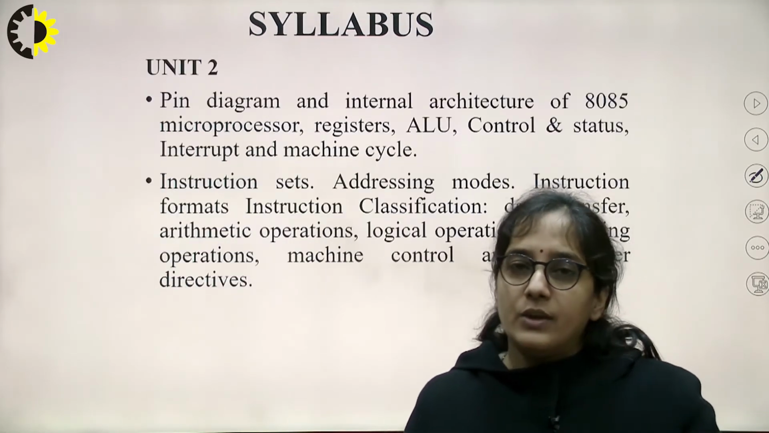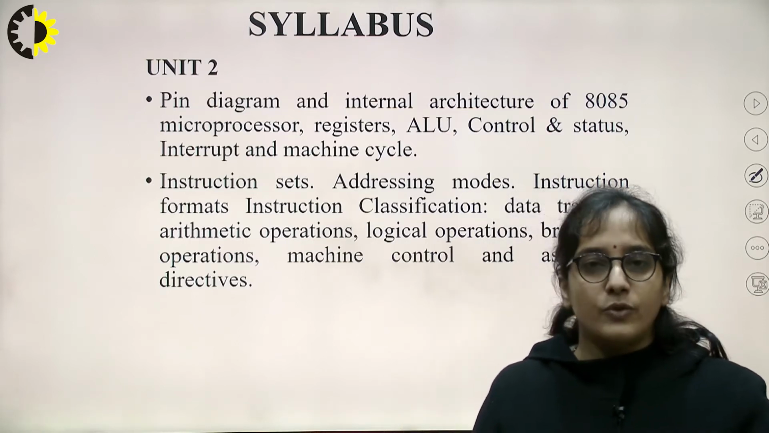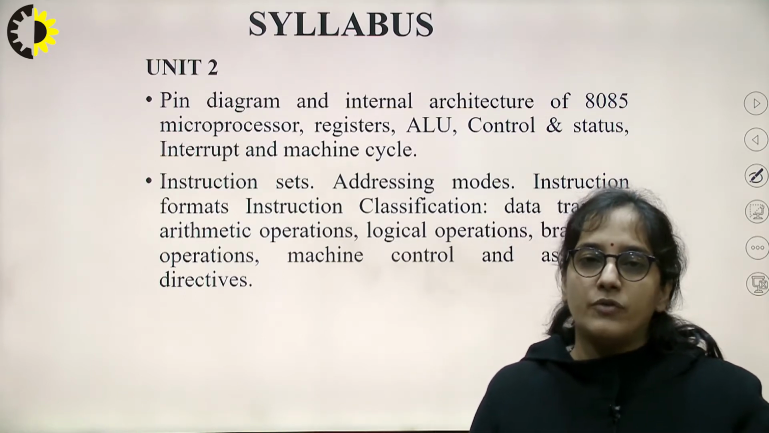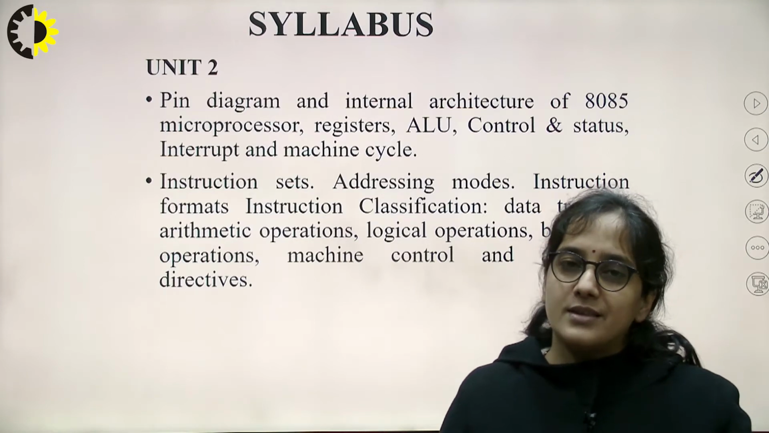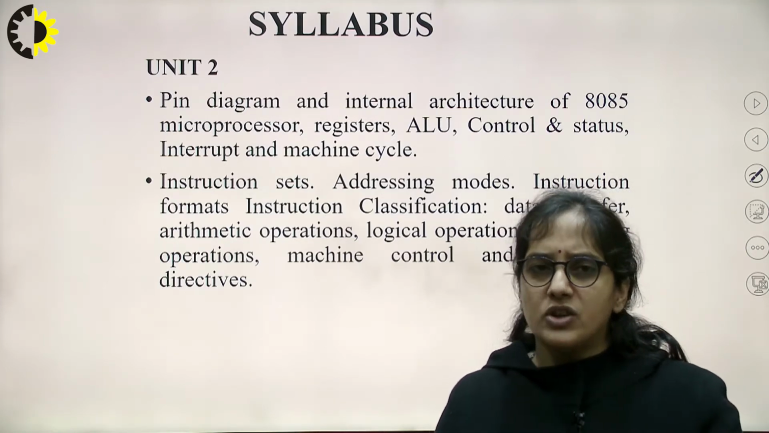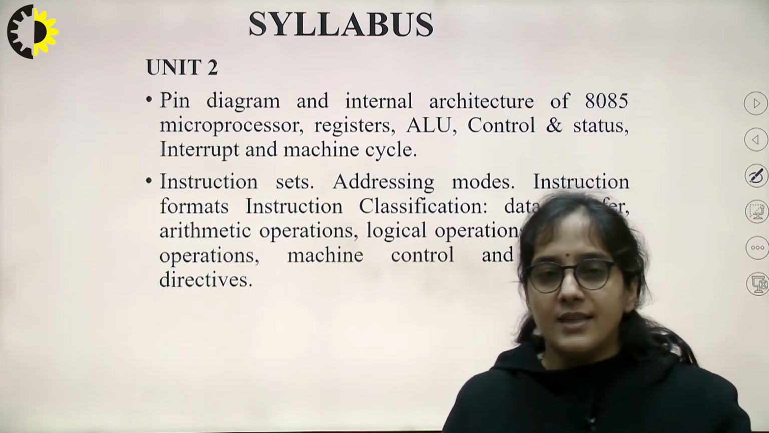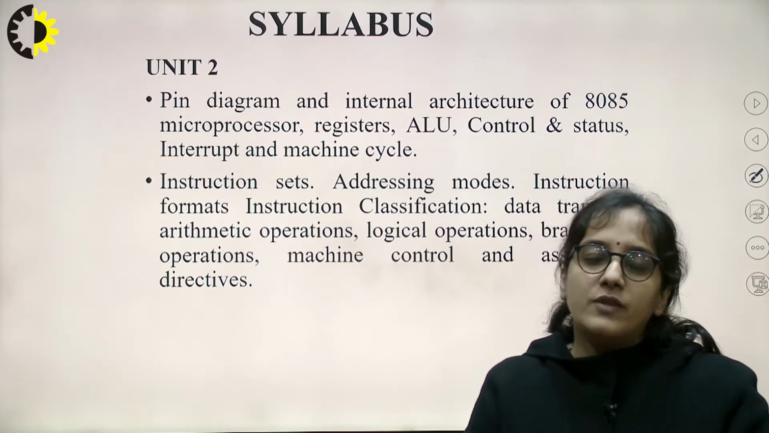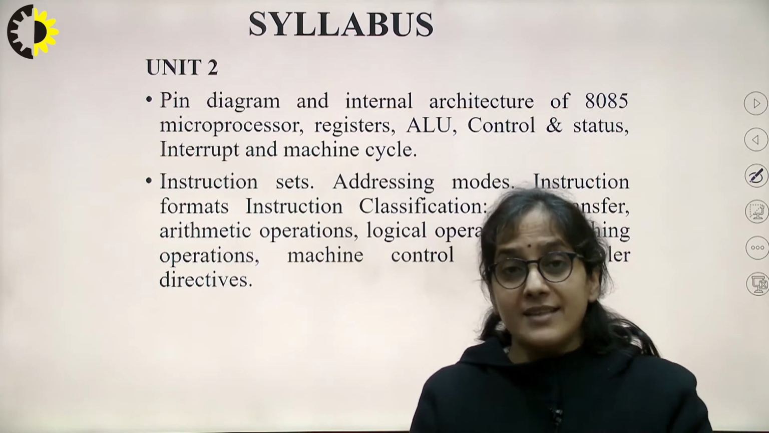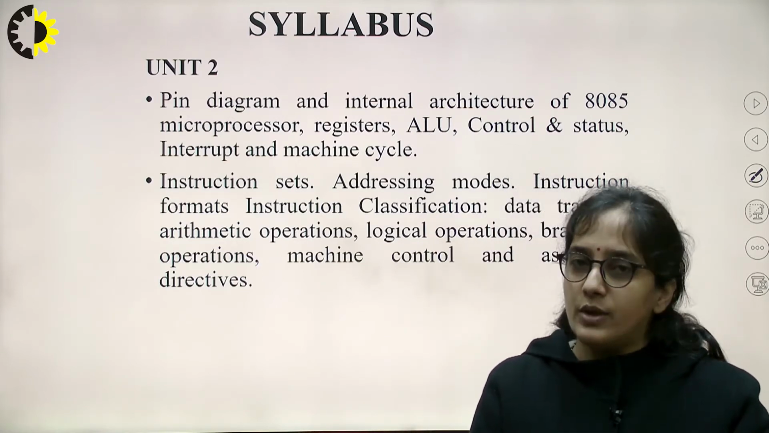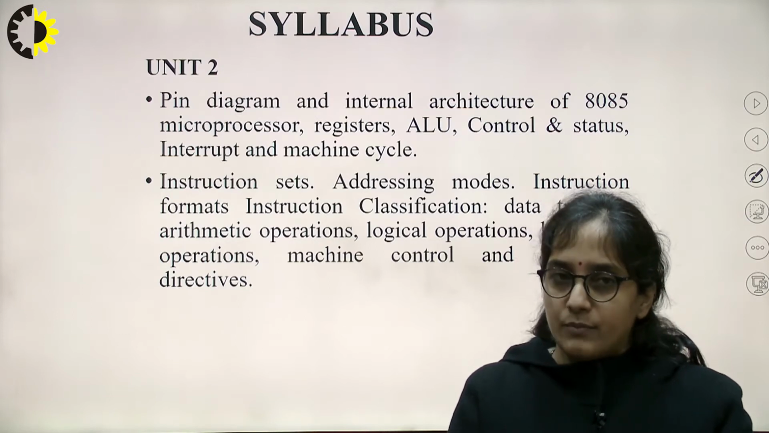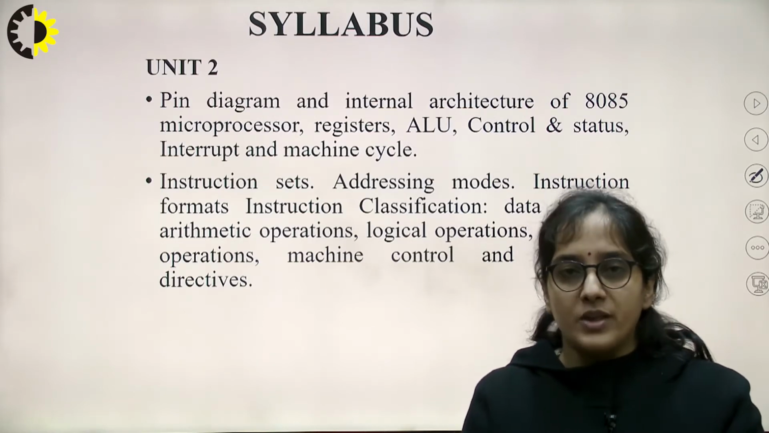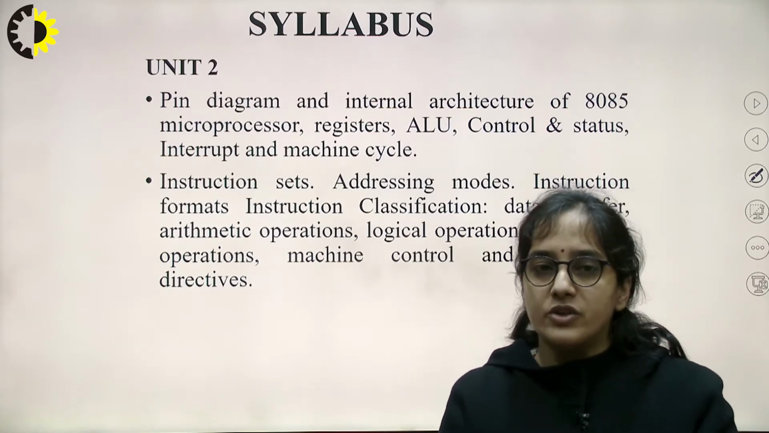so that we can use the microprocessor in the world. The second unit is specifically about the 8085 microprocessor. This is the base of microprocessors, and we are going to discuss its pin diagram, its architecture, the registers in the 8085 microprocessor, its interrupts, machine cycle, and also the instruction set associated with it, its addressing modes, and the classification of instructions on the basis of types and the operations they perform.